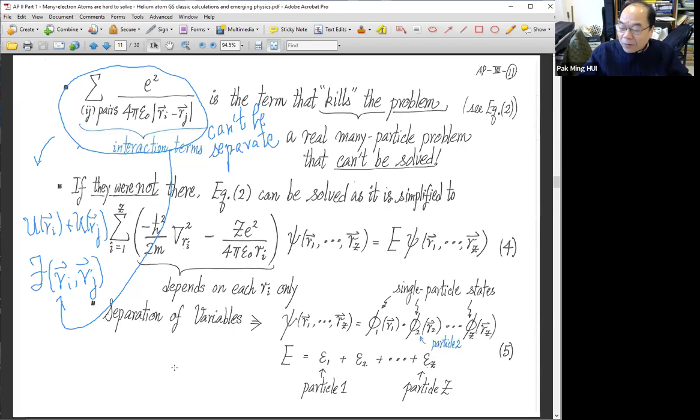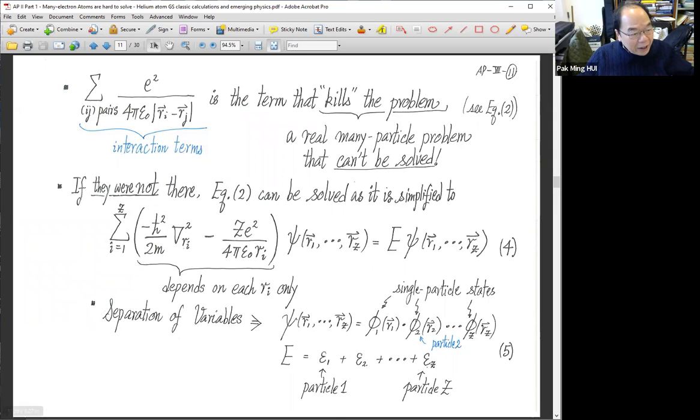Okay? Now, look at this very ugly thing. It is 1 over Ri minus Rj. You cannot do such a separation. Thereby, you cannot separate it into functions. Okay, so Mr. Choi, I already answered your question. It's not about matrix, it's about functions. So if you cannot separate it, you have a real many body problem. Okay, so it is this term that makes the problem a real many electron problem.